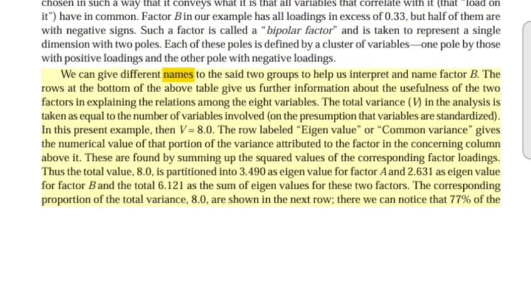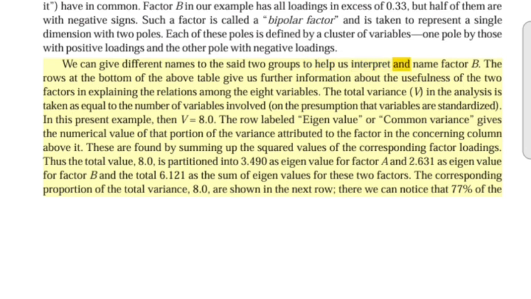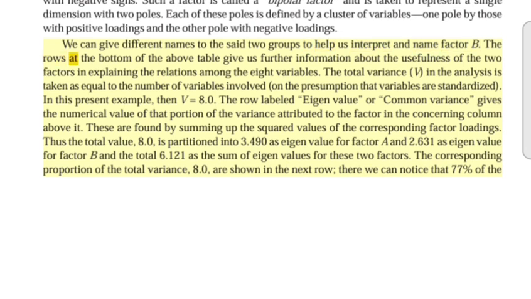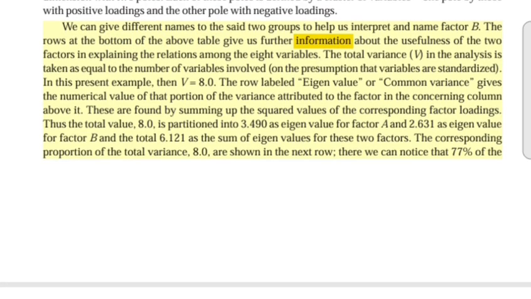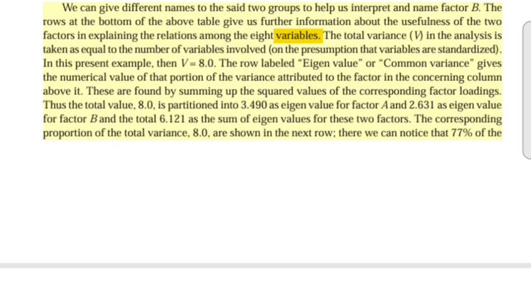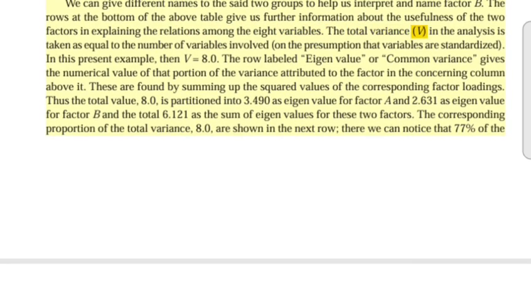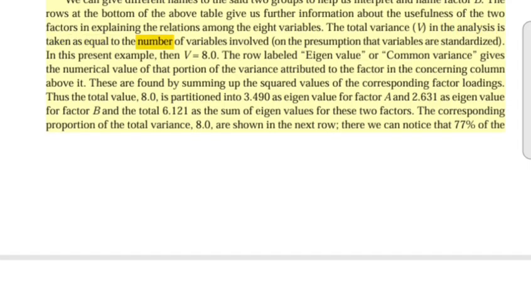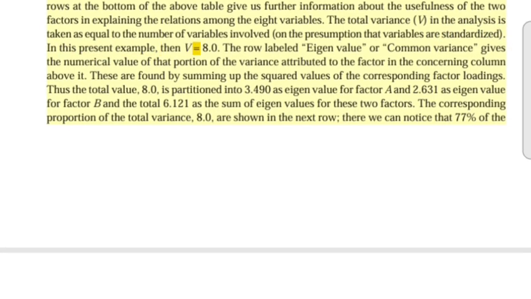We can give different names to the said 2 groups to help us interpret and name factor B. The rows at the bottom of the above table give us further information about the usefulness of the 2 factors in explaining the relations among the 8 variables. The total variance in the analysis is taken as equal to the number of variables involved, on the presumption that variables are standardized. In this present example, then, it equals 8.0.